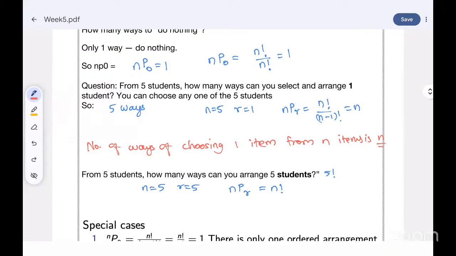So here, the number of ways of choosing or arranging n items from n items is n factorial. Is that clear?